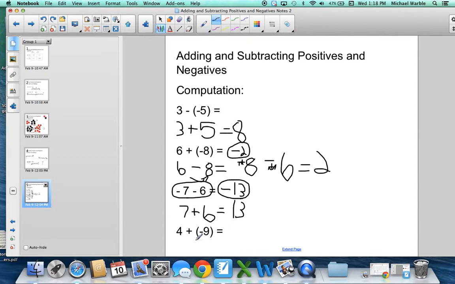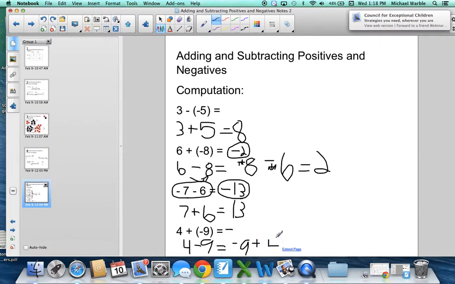And then the same with 4 plus negative 9. That's really going to turn into 4 minus 9. And again, you know you're going to have a negative value here. And 4 minus 9 is the same as negative 9 plus 4. So I know that the way the number looks on the opposite side of the number line, if I have negative 9 plus 4, I'm going to theoretically have an absolute value of less than 9.